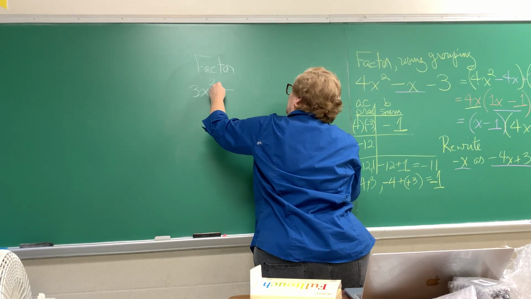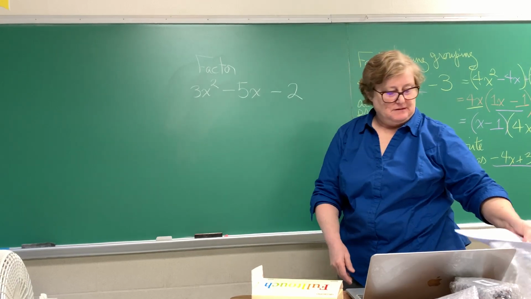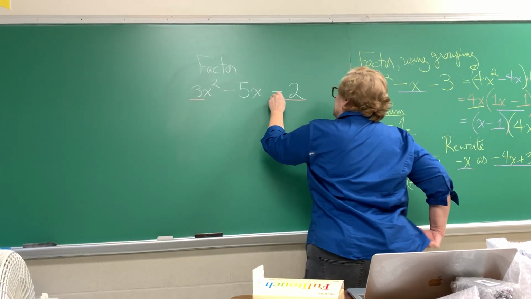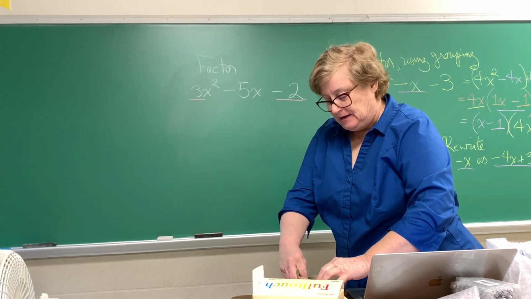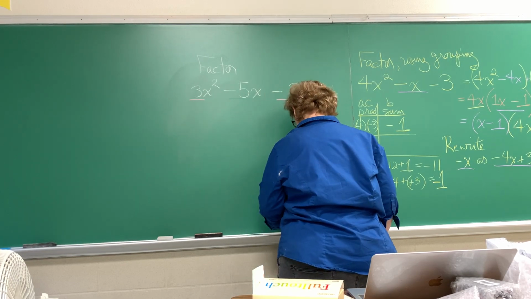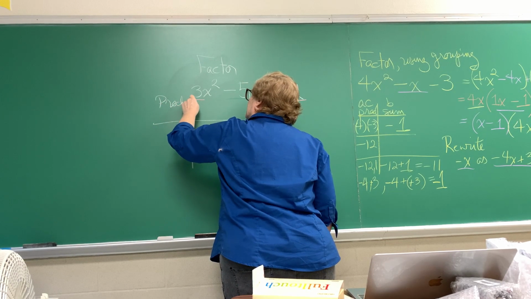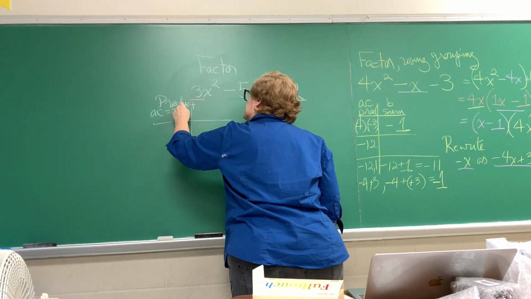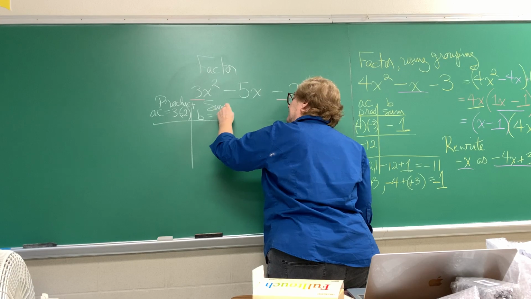3x squared minus 5x minus 2. And for the product, we're going to use -2 and 5, -2 and 3, and for the sum, the -2. So let's see. So 3 times -2, and the sum is b, which is -5.